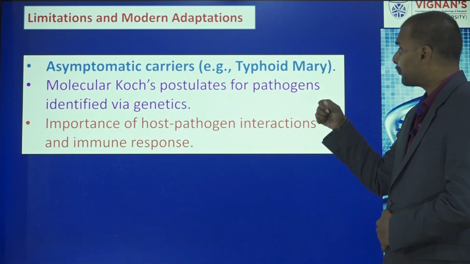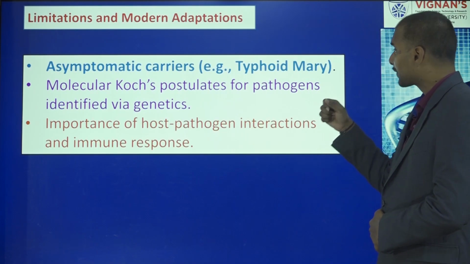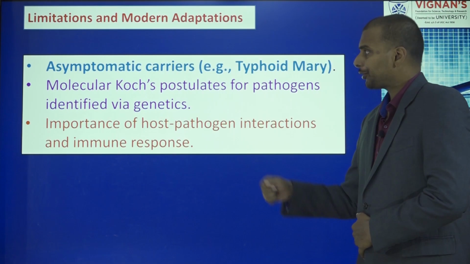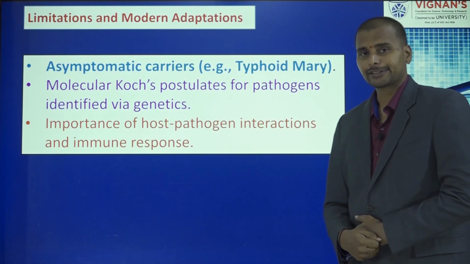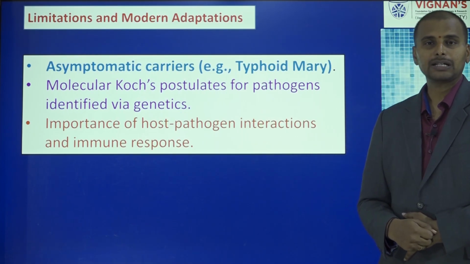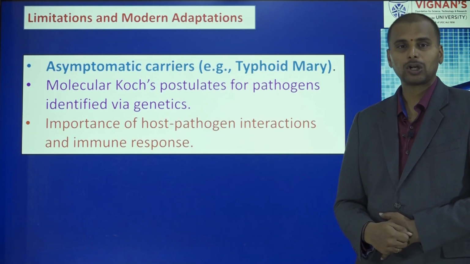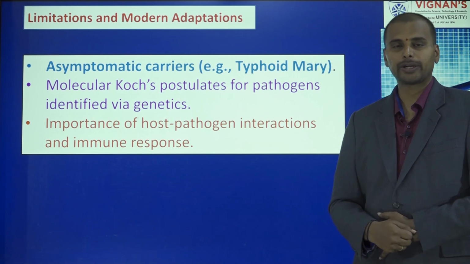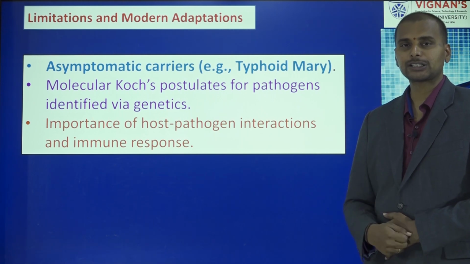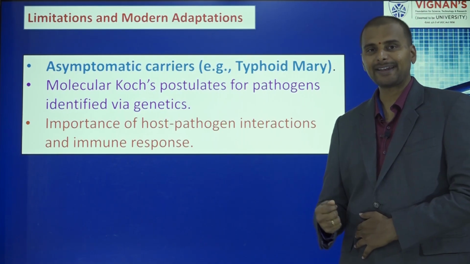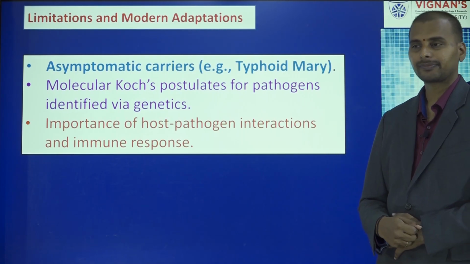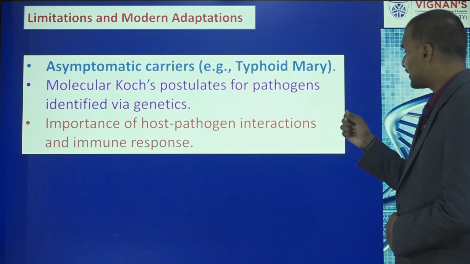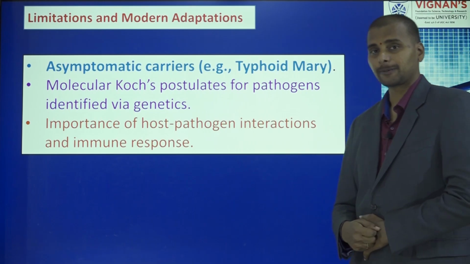And molecular Koch's postulates for pathogens identified via genetics. So, with these asymptomatic carriers, how can we identify these microorganisms? Through molecular tools, like RT-PCR. Through molecular techniques, we can identify the presence of a specific microorganism that is causing the disease, and also the importance of host-pathogen interactions and immune responses.